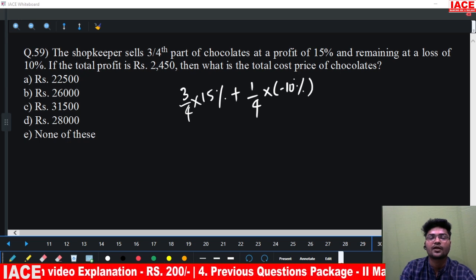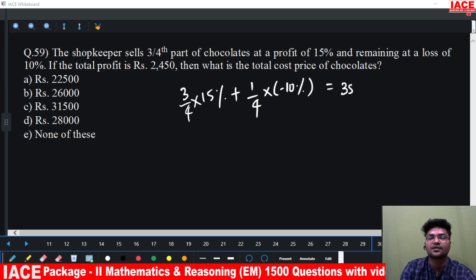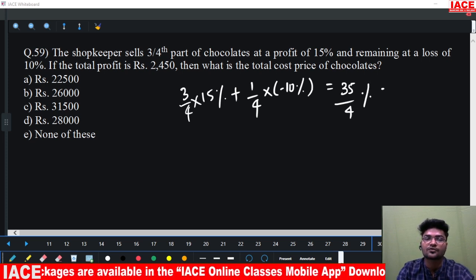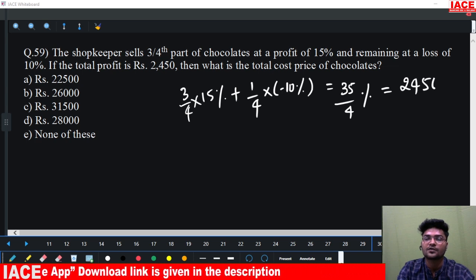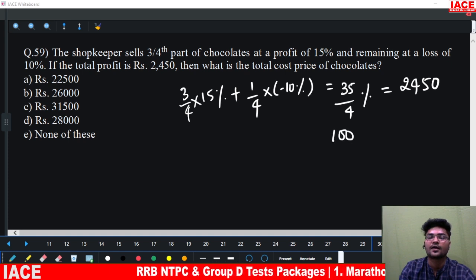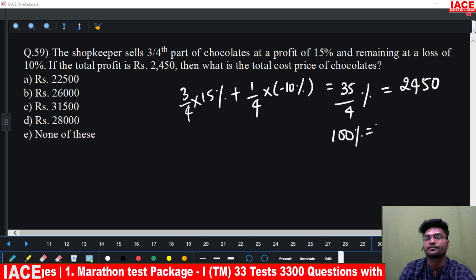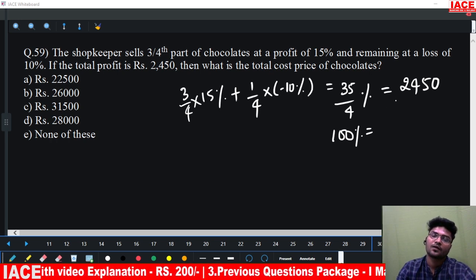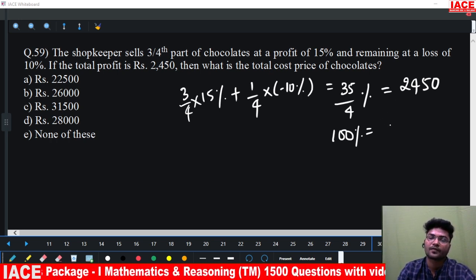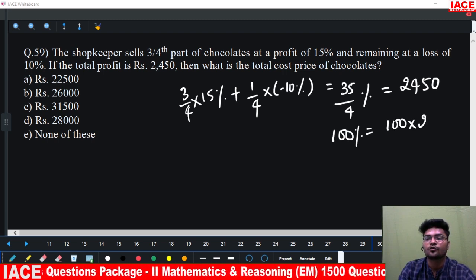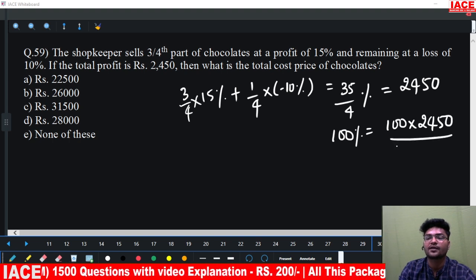So 45 minus 10, how much is this? 35 by 4 percent. This is the profit. This is equal to 2450. What we have to find out is the cost price. Cost price means how much? 100%. Either we can cross multiply or we can find out how much is 1%. If I cross multiply, I'll get 100 into 2450 divided by 35 by 4.